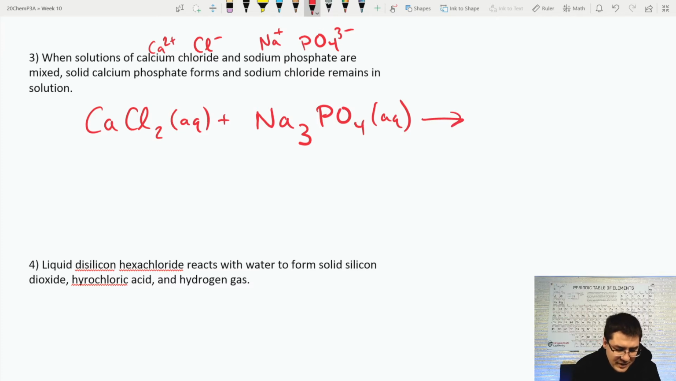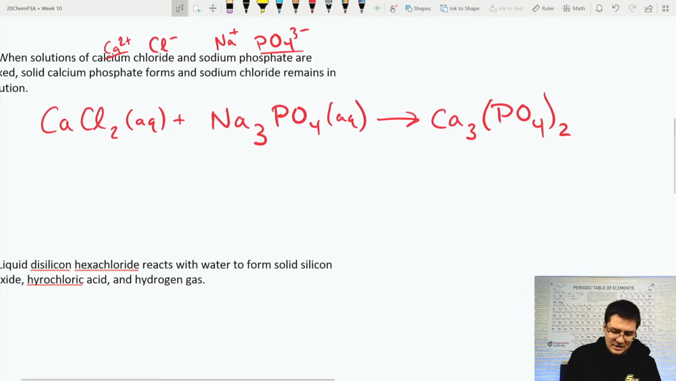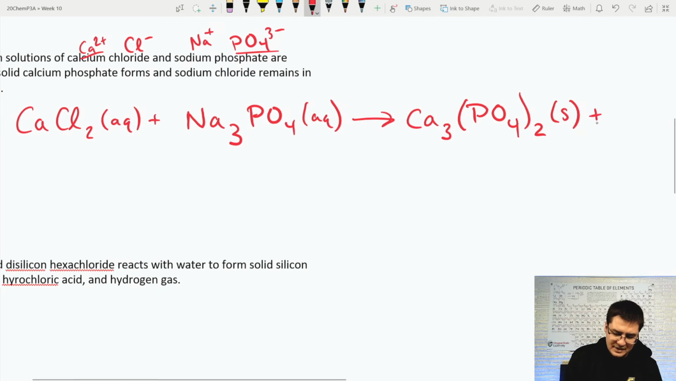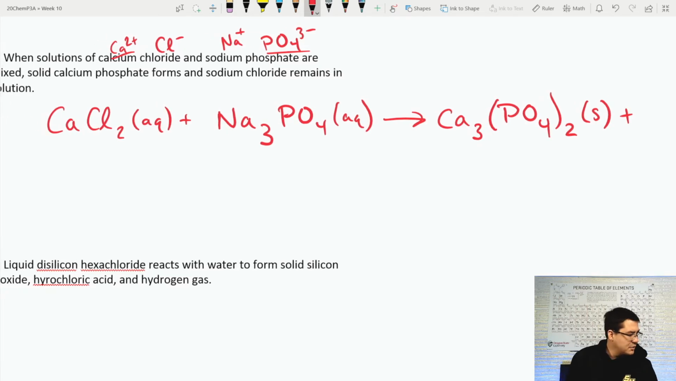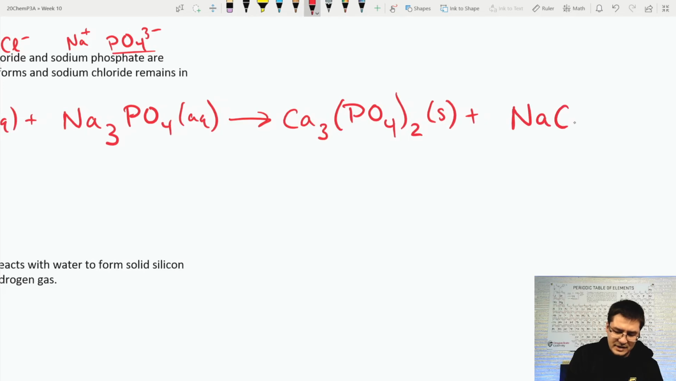It says when they mix, solid calcium phosphate forms. So this is a precipitation reaction. You're forming a solid, calcium phosphate. So calcium and phosphate. I think I need 3 calciums and 2 phosphates. So that balances the charge. This is a solid. Plus, you have leftover sodium chloride, and it says it remains in solution. Sodium chloride is table salt, NaCl, a +1 and a -1, and it's dissolved in solution.